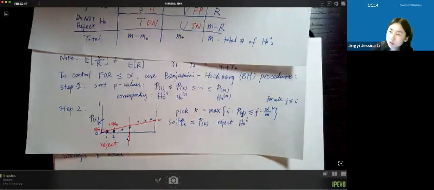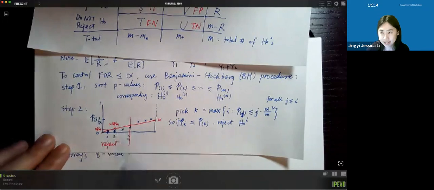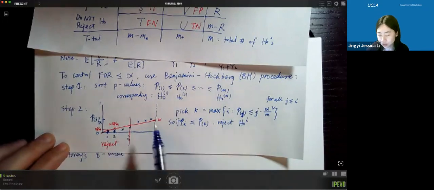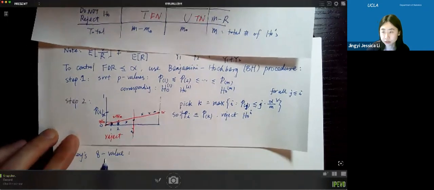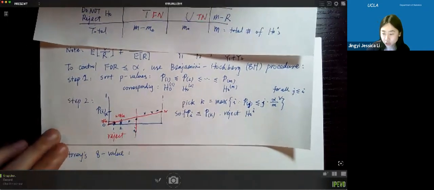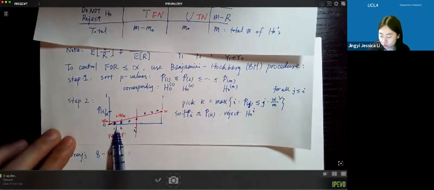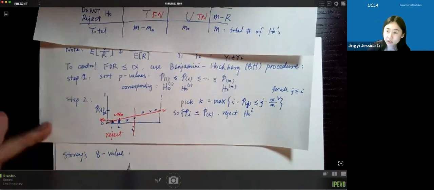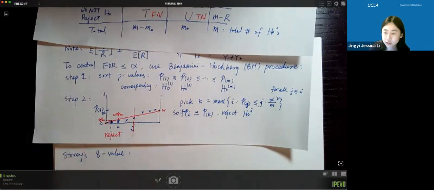But what if you don't want to set alpha beforehand? You want to provide people with something so they can threshold the FDR as they wish. The Q value serves this purpose. You can consider it a way to convert your original p-values to Q values so that if you want to control the FDR under alpha, you directly threshold the Q values. That's how it works.